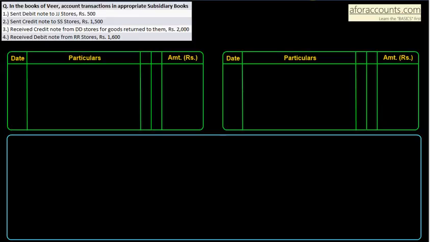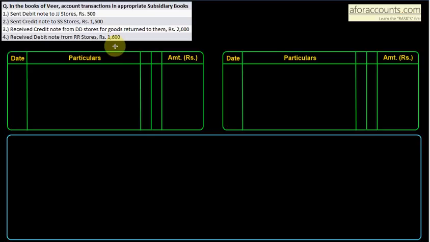Next question on subsidiary book. This question I have designed specially for those who get confused between debit note and credit note. So let's start. In the books of Veer, account transactions in appropriate subsidiary books.